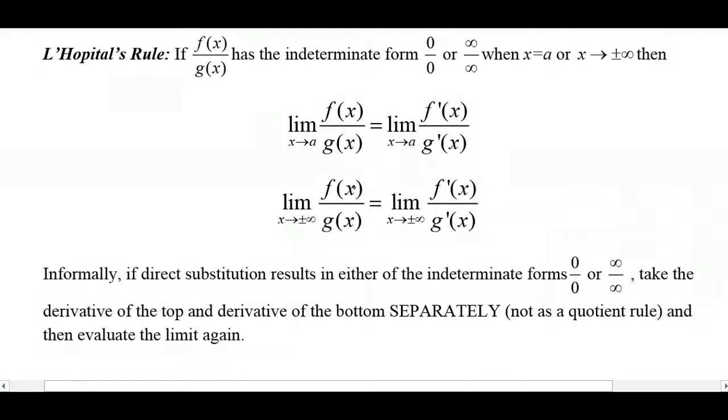So instead of taking the limit of the original f of x divided by g of x, we can take the derivative of f of x separately from the derivative of g of x. The derivative of the numerator separate from the derivative of the denominator. That's only if direct substitution first gives us an indeterminate form. Then we can take the derivative of the top and bottom separately. So we're not thinking about this as the quotient rule. And then we're going to evaluate the limit again. So now we're going to go ahead and see this in action.